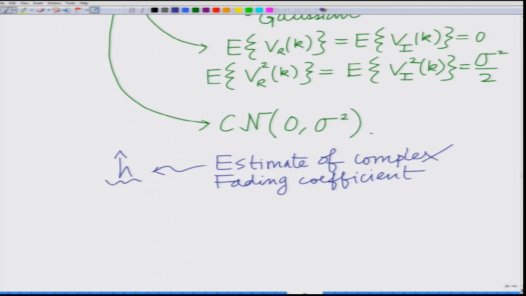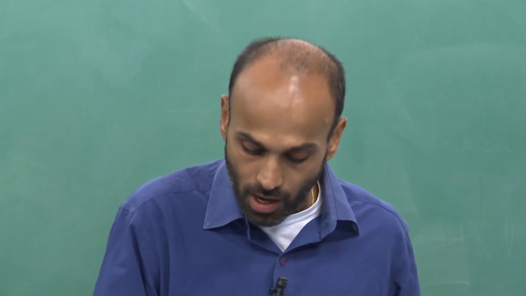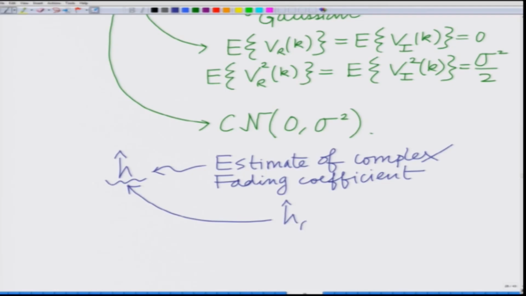Now, naturally, since H hat is the estimate of a complex quantity, H hat is also going to be a complex quantity. Therefore, H hat will also have a real part and an imaginary part, that is, real part of the estimate and imaginary part of the estimate. So, I can represent this as H hat of R plus j H hat of I.